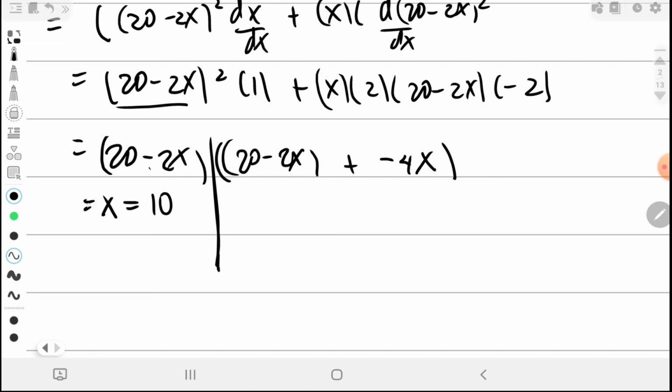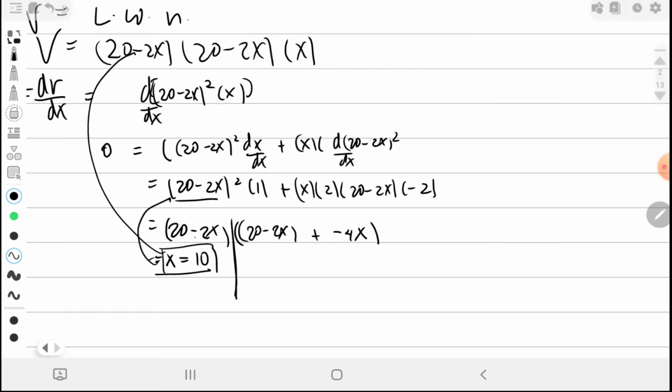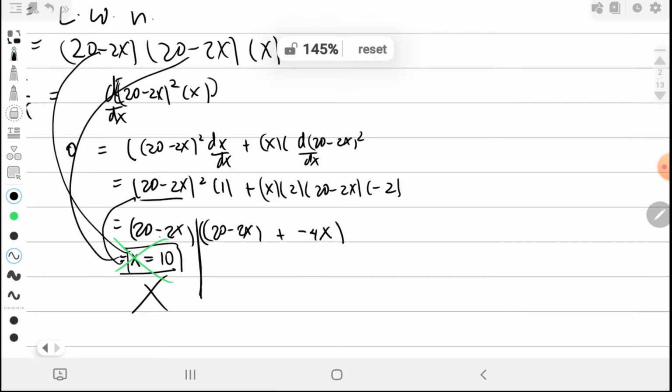But take note na pag naka-equal sa 10 to, pag sinubstitute natin siya dito sa ating volume, wala tayong makukuhang width and length. 0. So therefore, this is cancelled. So tanggalin natin to. Okay?